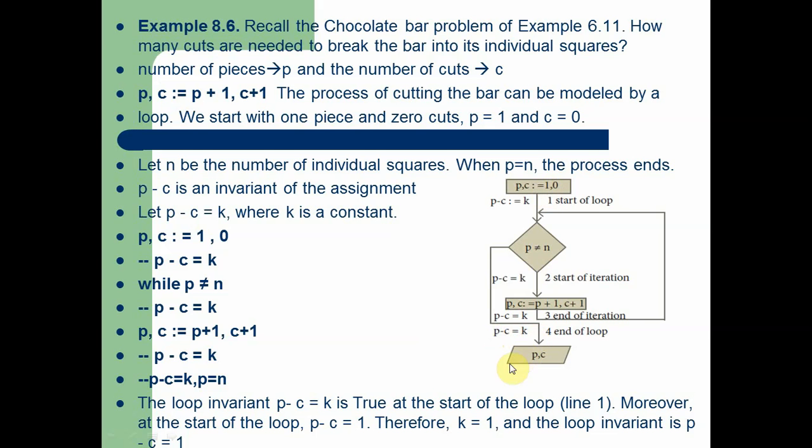In these 4 points, the value of k remains constant, that is, k is equal to 1. That's why k is equal to 1 and the loop invariant is p minus c is equal to 1. The loop invariant p minus c is equal to k is true at the start of the loop. Moreover, at the start of the loop, p minus c is equal to 1. Therefore, k is equal to 1 and the loop invariant p minus c is equal to 1 holds at the 4 points: the start of the loop, the start of the iteration, the end of the iteration, and the end of the loop.